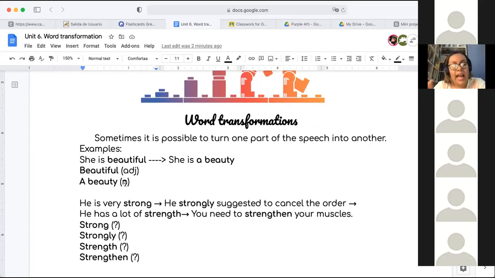So adjective and noun. From the adjective, you can also get an adverb. What would be the adverb for beautiful? Any ideas? Adverb for beautiful. Beautifully. Yes, beautifully, exactly. So there we go. We already have three words. Beautiful, beautifully, a beauty. There we go. And can you think of a verb for beautiful or for beauty? Is there a verb? No. Well, yes, there is.